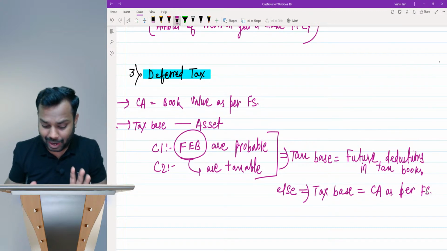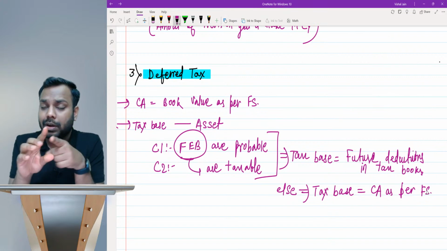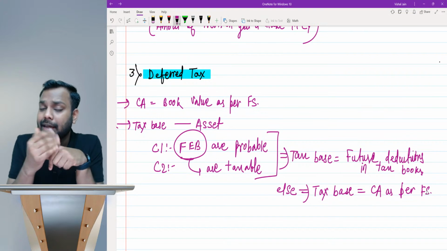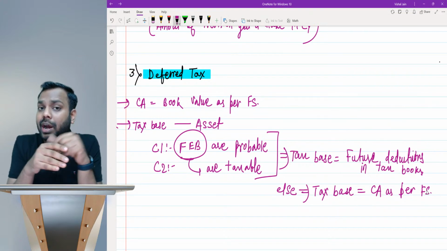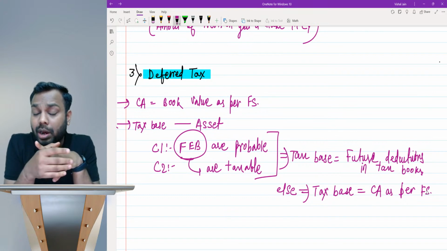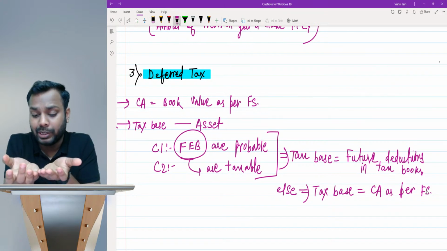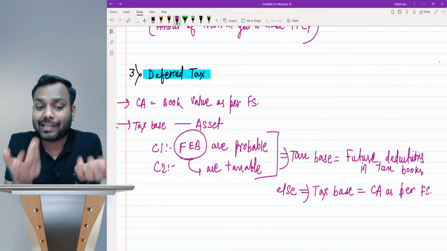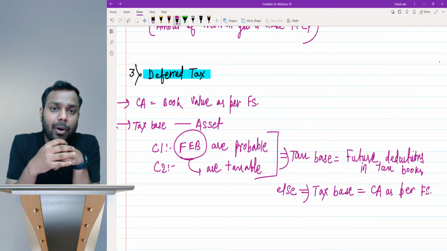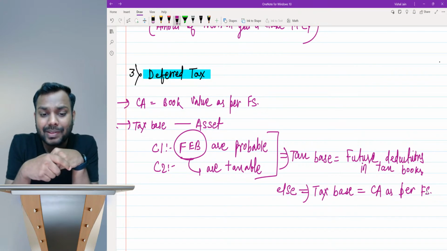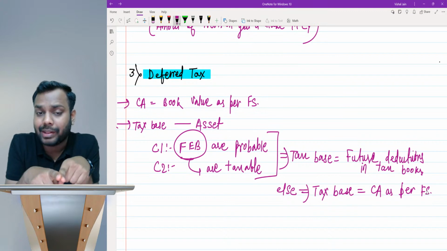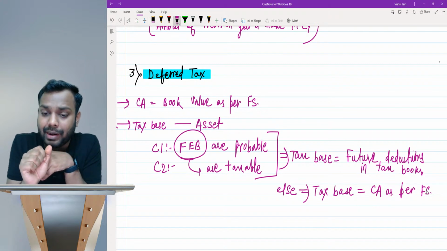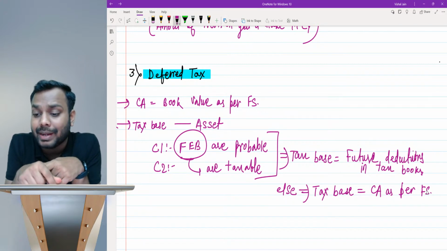Plant and machinery. From plant and machinery, by using it, don't you think we will get future economic benefits, right? Because when we use plant and machinery, we generate outputs. These outputs we sell in the market and we generate revenue. This revenue is taxable. So for plant and machinery, the future economic benefits are there and those benefits are also taxable. So the tax base will be equal to future deductions in the tax books.